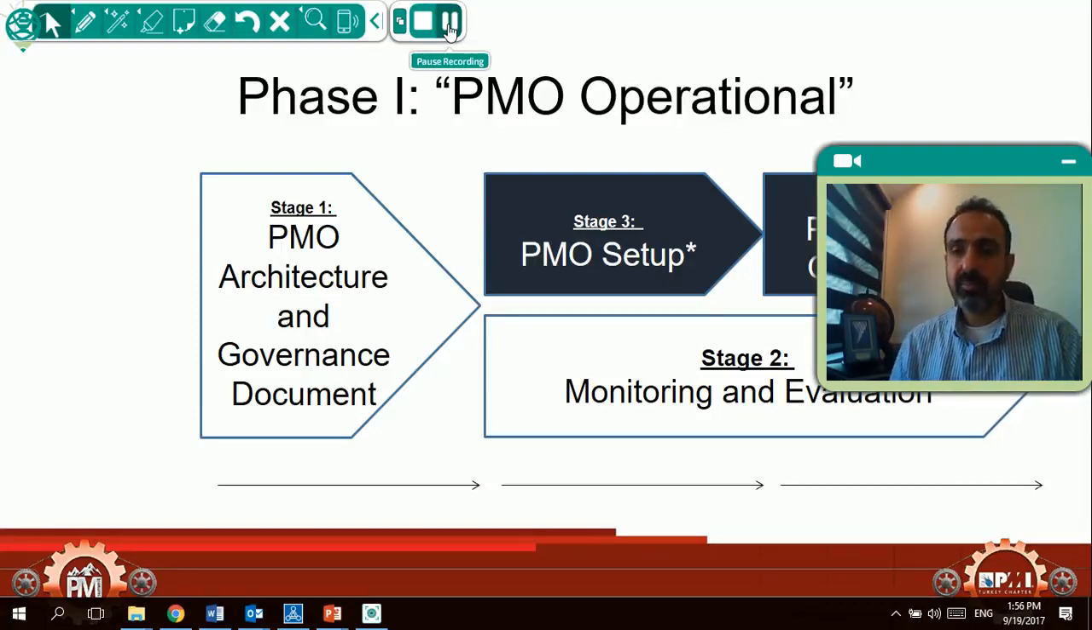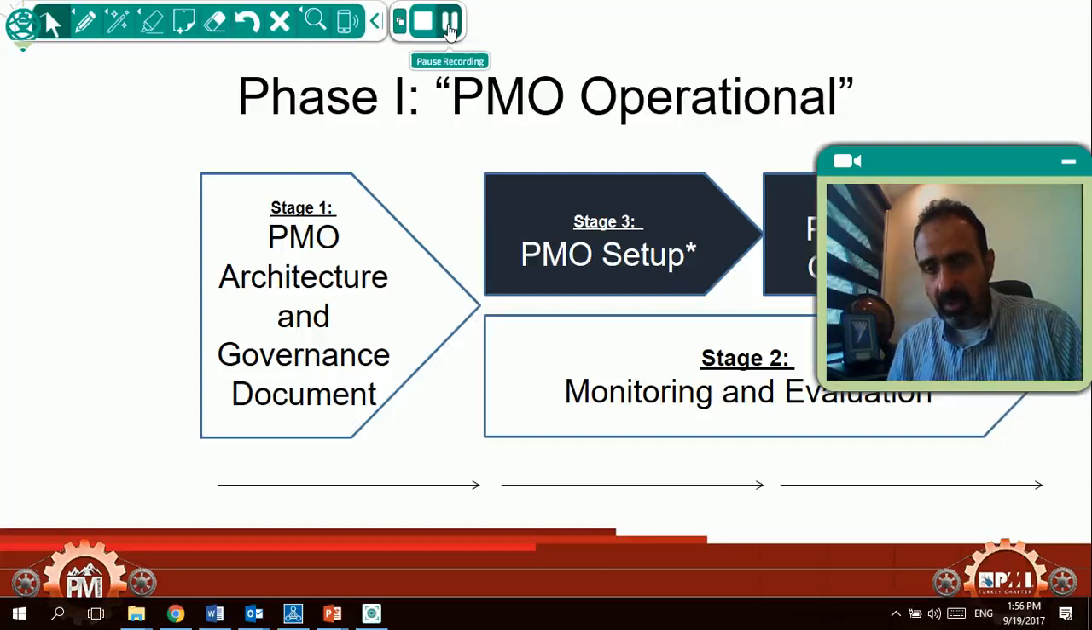Quick win, show value. Now the PMO setup in the first phase can continue like this with small, simple initiatives, building on the PMO, building on the PMO role, building on the PMO function.